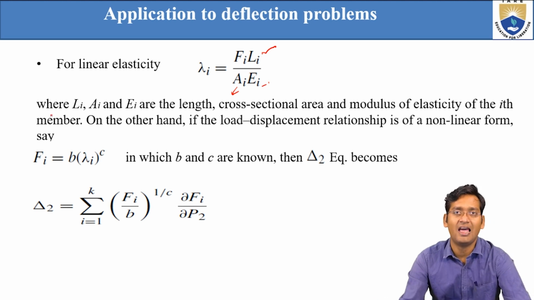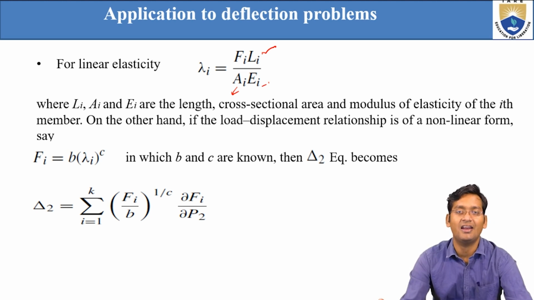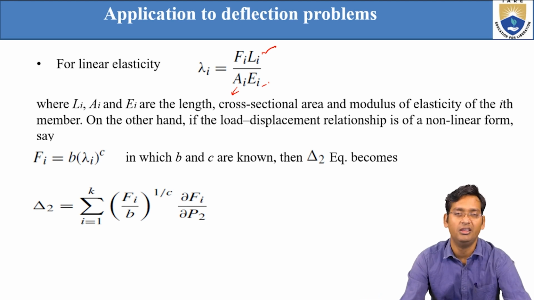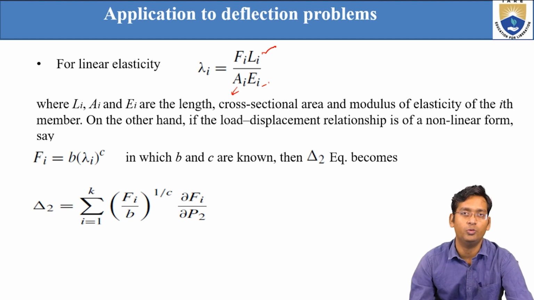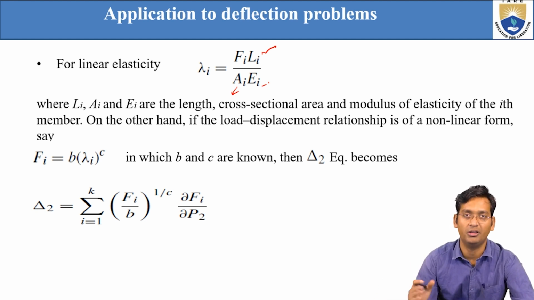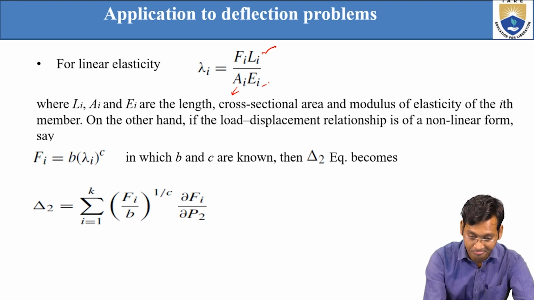Here, Li, Ai and Ei are the length, cross-sectional area and modulus of elasticity of the ith member. Meaning for the first member, Li will be L1, Ai will be A1, Ei will be E1. Similarly L2, A2, E2, L3, A3, E3, and so on, depending upon how many members are there.